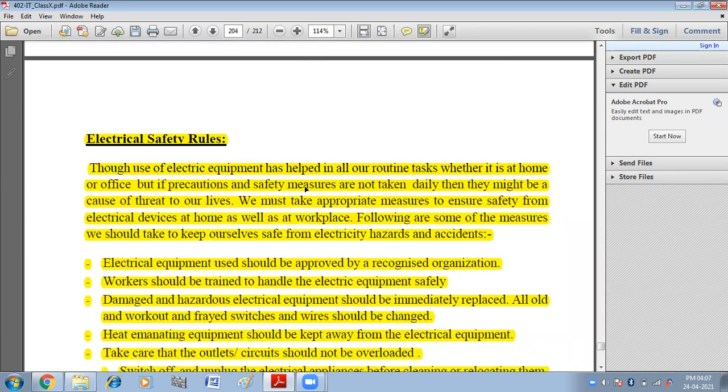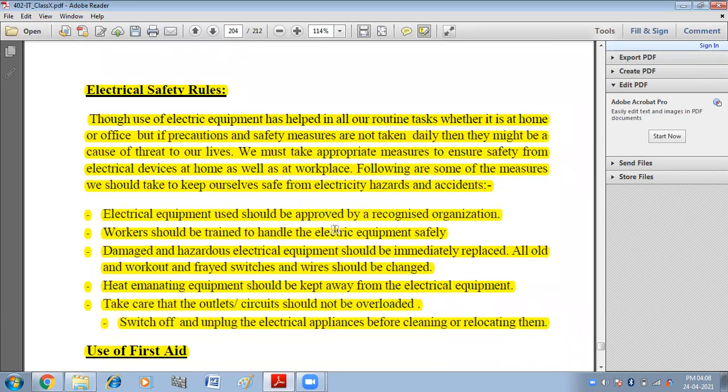Then we have the electrical safety rules. The use of electric equipment has helped in our routine tasks, whether it is at home or office, but if precaution and safety measures are not taken daily, then they might be a cause of threat to our lives. We know that we require lots of electrical equipment in our daily life, but we should take care while using them, right? So following are some of the measures we should take to keep ourselves safe from electricity hazards and accidents. If any kind of electricity hazard or accident happens, then what should you do?